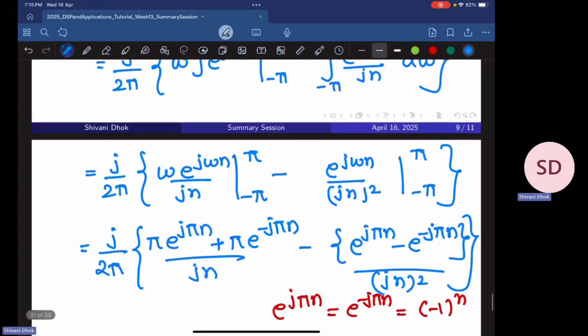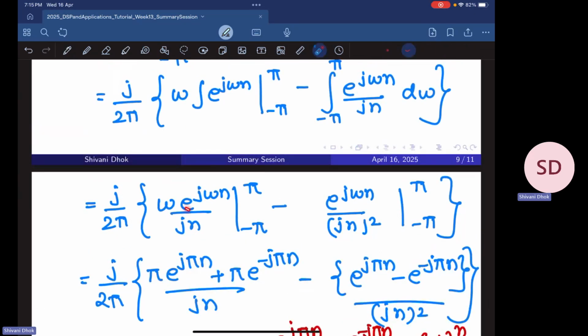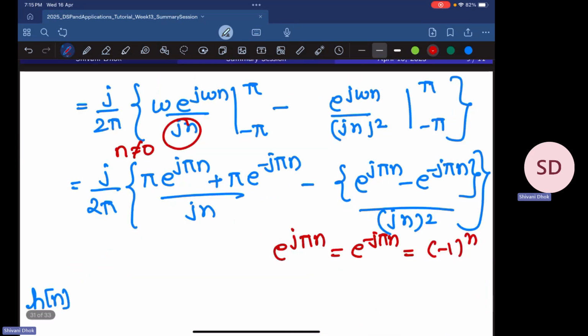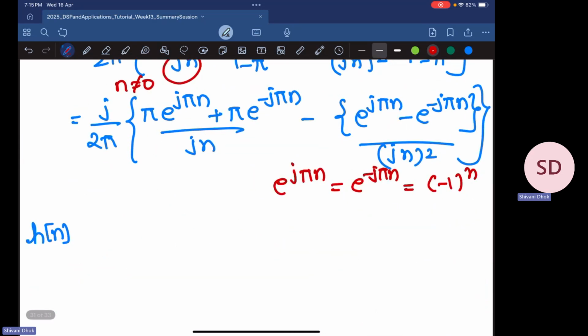Another thing to note here is that when we got this particular equation, we are inherently assuming that both of these cases have n not equal to 0, here also n is not equal to 0. So this h of n, whatever we are finding, is for a case where n is not equal to 0. We'll take the case where n is equal to 0 separately.